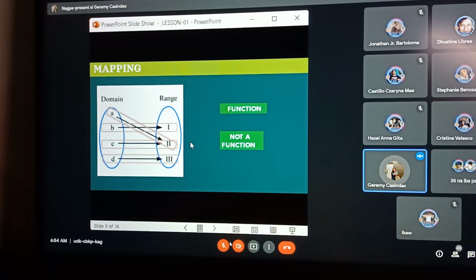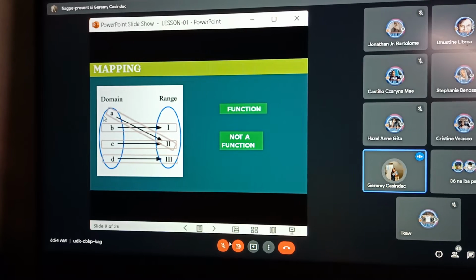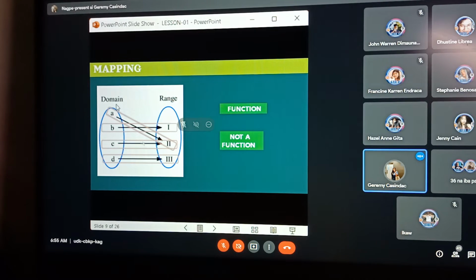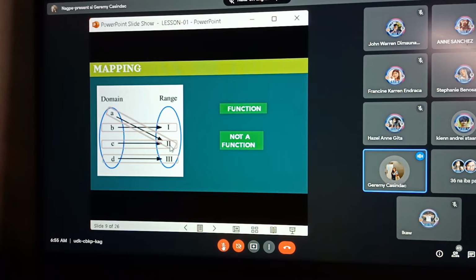Okay, so in a given set of function, always remember na hindi dapat mag-repeat yung ating domain. Hindi dapat madodoble yung ating domain for us to identify that the given set is a function. Okay? So as you can see, may naulit ba sa domain natin? Wala po. Nadoble ba yung A natin? Nadoble ba yung B natin? C and D? Okay. Ano lang yung nadoble sa kanila? Yung 2, sa range. Okay?